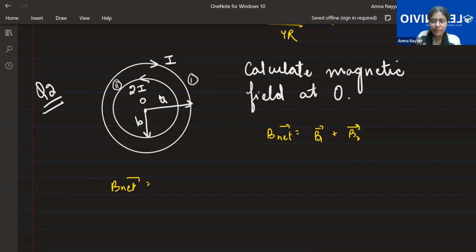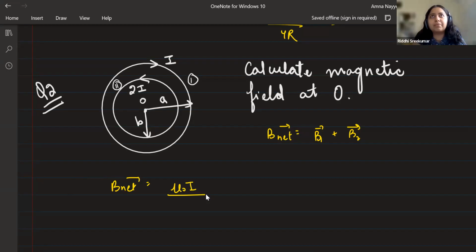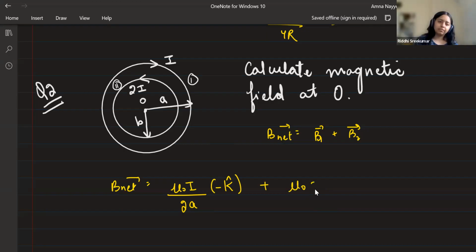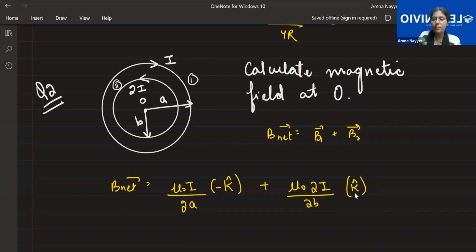Riddhi, tell me the magnitude. It'll be mu naught I by 4 pi a. 2R, 2r. But radius here is a, so 2a. Now, direction will be inwards. This is clockwise. So I'm writing it as minus k cap. Plus, this one will be mu naught. Now, what's the current here? It'll be 2i, divided by radius b, so 2b. Direction will be plus k cap. It is outwards, simply plus k cap.